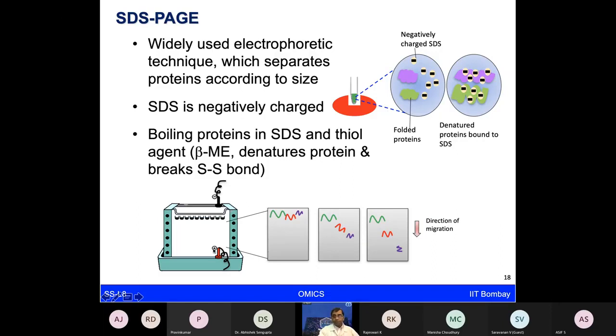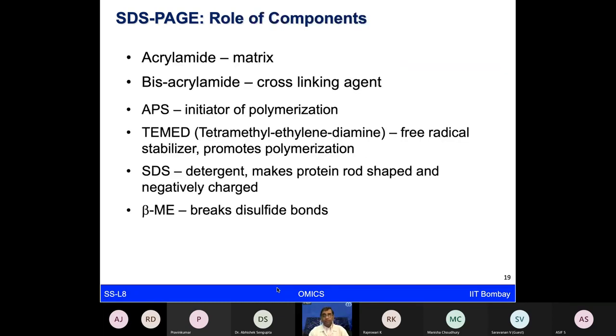which has made them rod shaped. Now you can separate these in the electric field just based on their molecular weight. So what is the size, based on that these proteins can separate. For doing SDS-PAGE, you use a set of chemicals to make the gels. Those include acrylamide to make the matrix, bisacrylamide, a cross-linking agent, ammonium persulfate, which initiates the polymerization reaction, TEMED, which is a free radical stabilizer and also promotes the polymerization. SDS, as I mentioned, is a detergent which makes the protein rod shaped and negatively charged. Beta-mercaptoethanol breaks open the disulfide bonds.